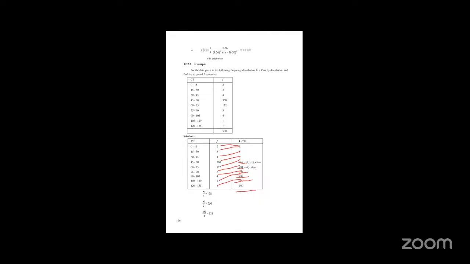So the sum of the frequencies is the last number of the cumulative frequency, which is also the same.